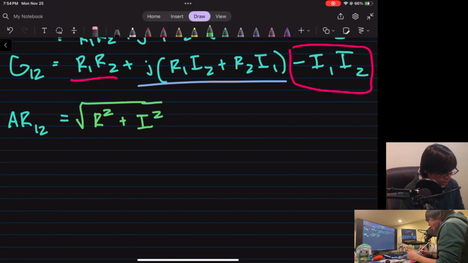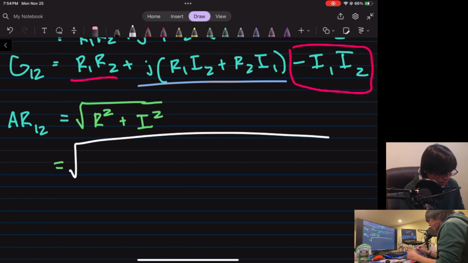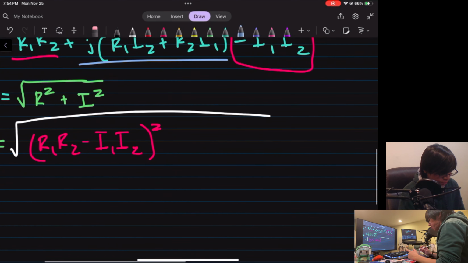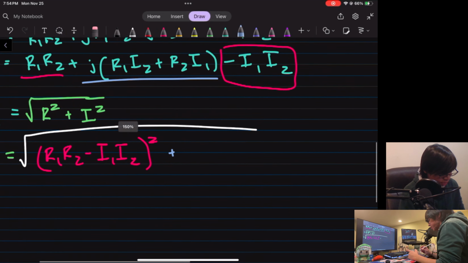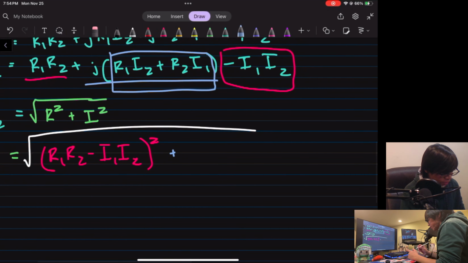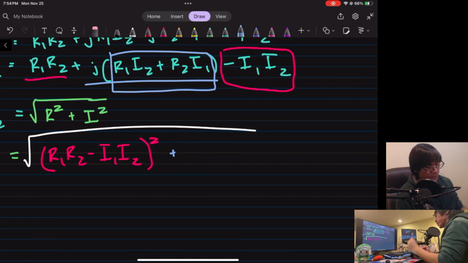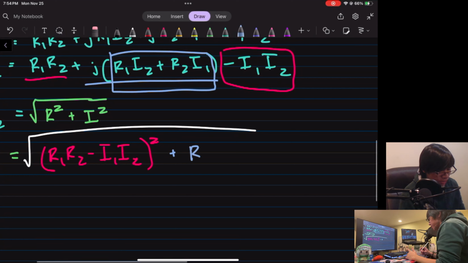Let's color code this. We have R1 R2 minus I1 I2, squared. And in blue, plus I squared. We just want our imaginary values, we don't take the j. j just denotes what the imaginary values are. So if we square that as well, R1 I2 plus R2 I1, squared.